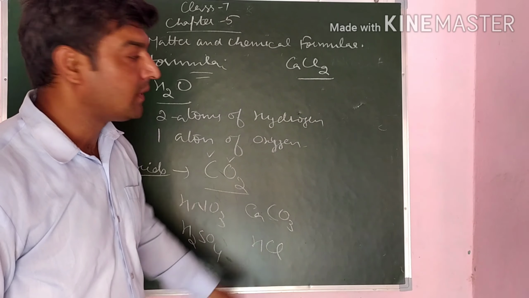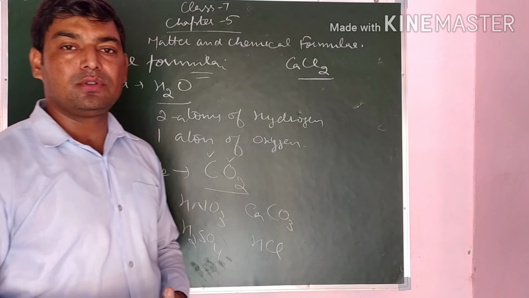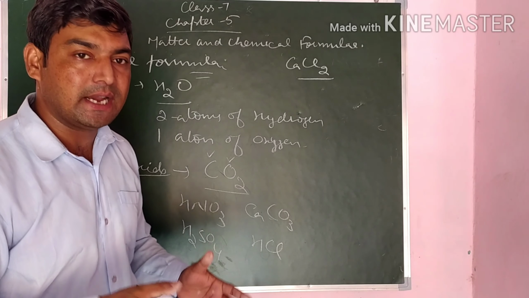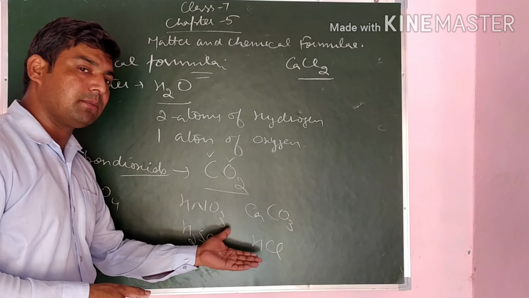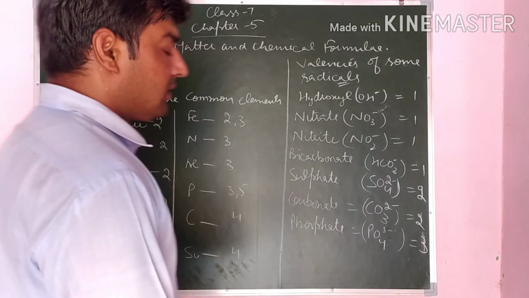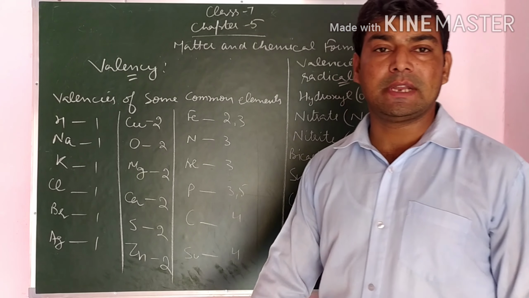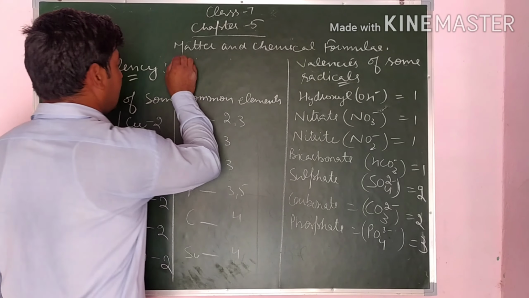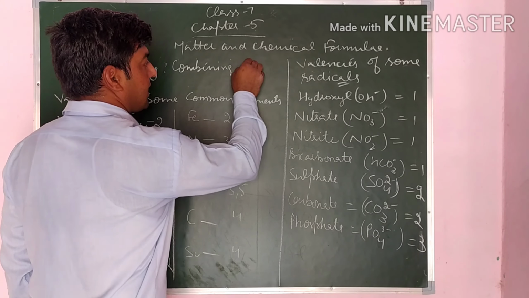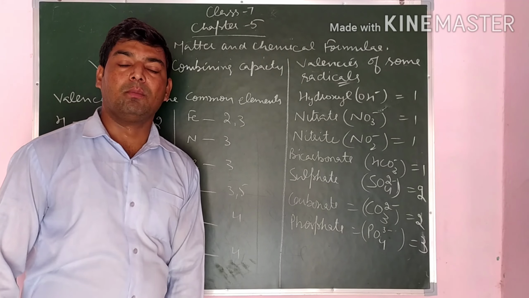So students, to represent a chemical formula we should know the symbols of some elements, and with those symbols we can represent the chemical formula of any molecule or compound. Now students, the next topic is valency. What is valency? It is the combining capacity of an element in a molecule.